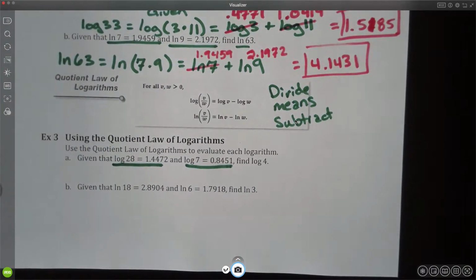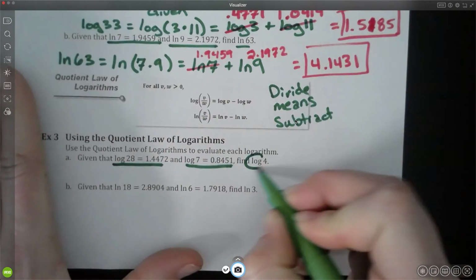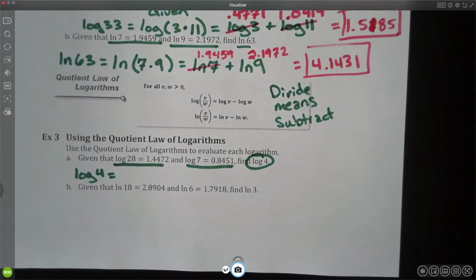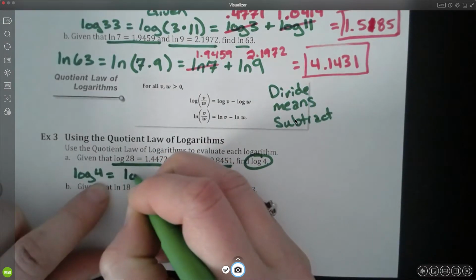All right, here we go. Dividing means subtract. Okay. So we need log 4. Okay, log 4, but we need to write it in terms of 21 or 28 and 7. Log of 28 over 7. Yep. 4 is log of 28 over 7.